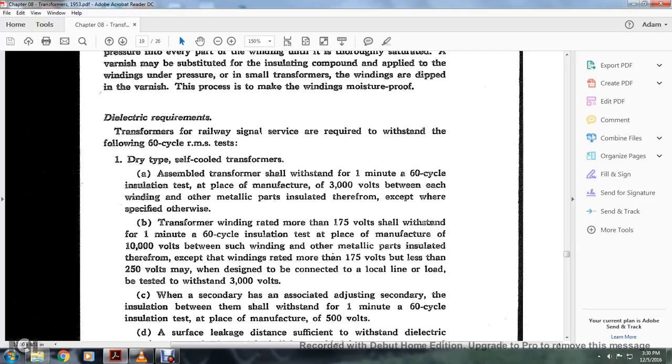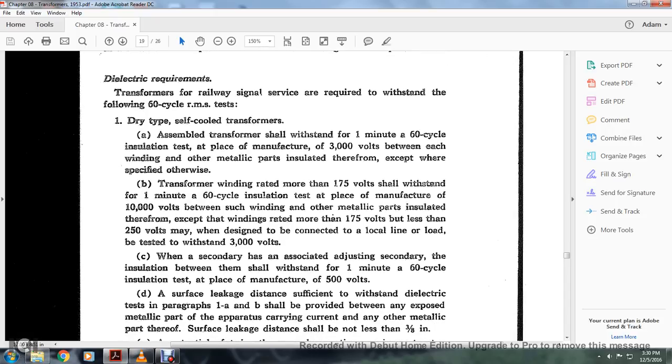Dielectric requirements. Transformers for railway signal services are required to withstand the following at 60 cycles RMS for dry type self-cooled transformers. Assembled transformers shall withstand a 1 minute, 60 cycle insulation test at the place of manufacture of 3,000 volts between each of the windings and other metallic parts insulated therefrom, except where specified otherwise. Transformer windings rated at more than 175 volts shall withstand a 1 minute, 60 cycle insulation test at the place of manufacture of 10,000 volts between such windings and other metallic parts insulated therefrom, except that windings rated at more than 175 volts and less than 255 volts, designated as connected to the local line and the load, would be tested at 3,000 volts.